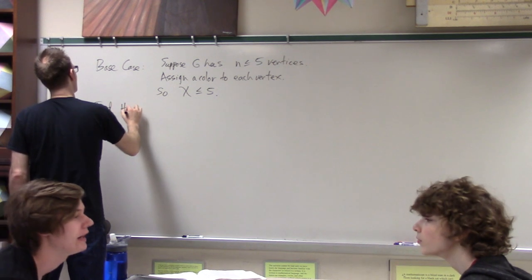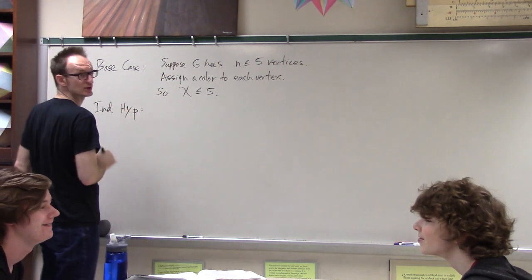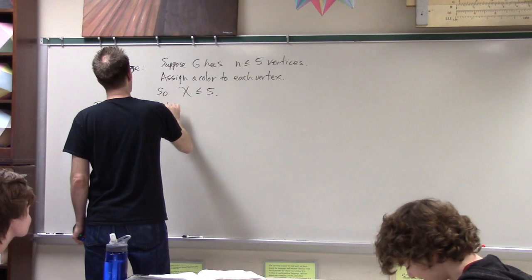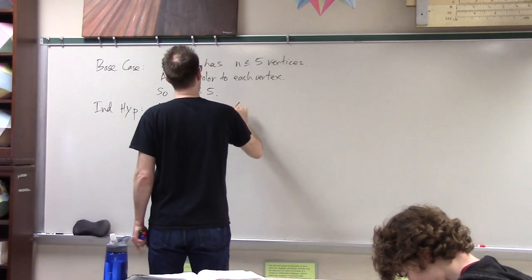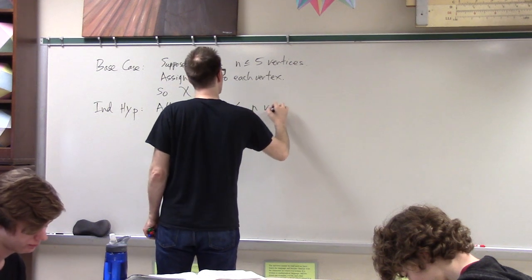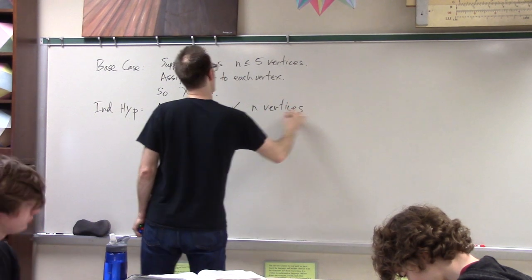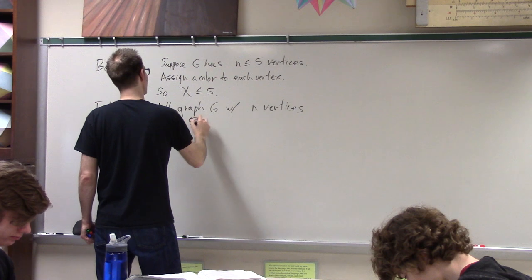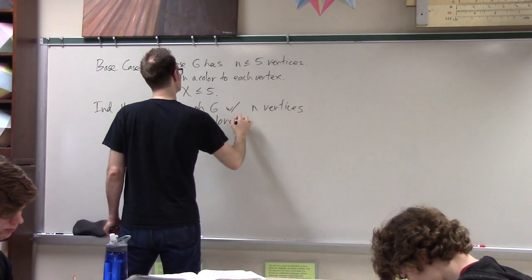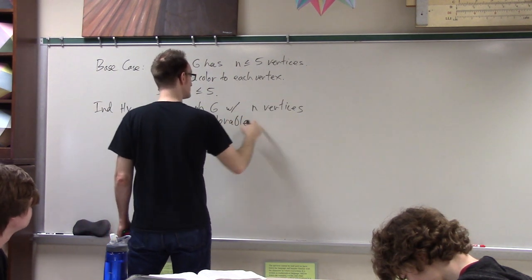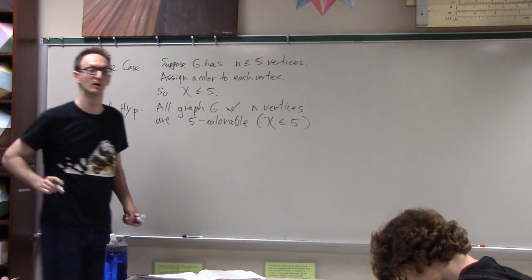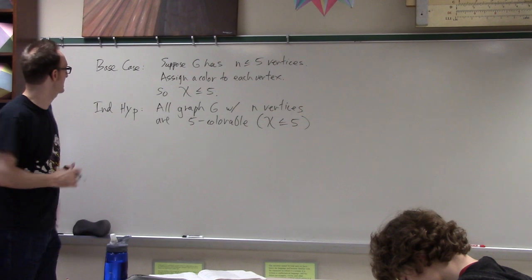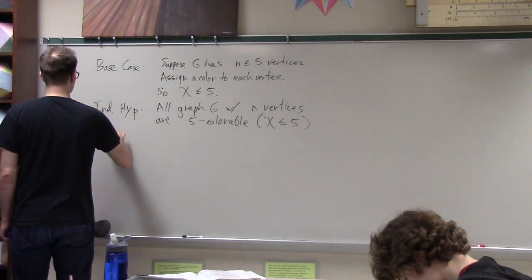Our inductive hypothesis is, we're going to use strong induction here, that all graphs G with n vertices are 5 colorable, which is another way of saying that chi is less than or equal to 5. Okay, so good. And what do I need to show?